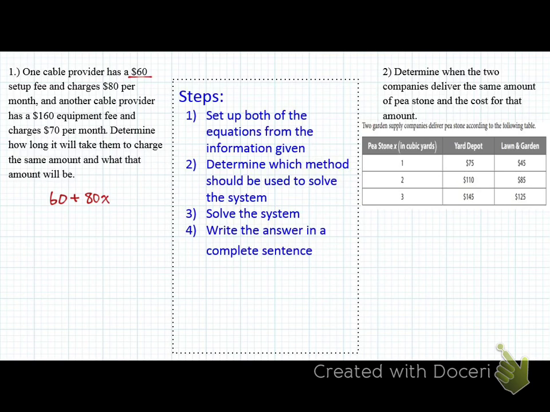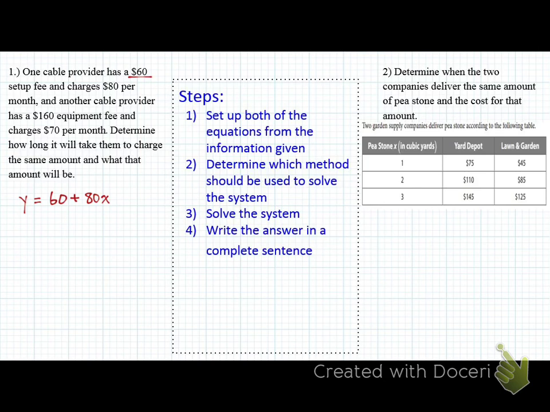So it's going to be 80 times x, right? Where x represents the total months. So we have the initial service fee plus the monthly fee times the number of months is equal to the total fee I'm going to pay, which is equal to y. Doesn't that make sense? Okay. So if that's the equation for the first one, what would the second equation be for the second company?